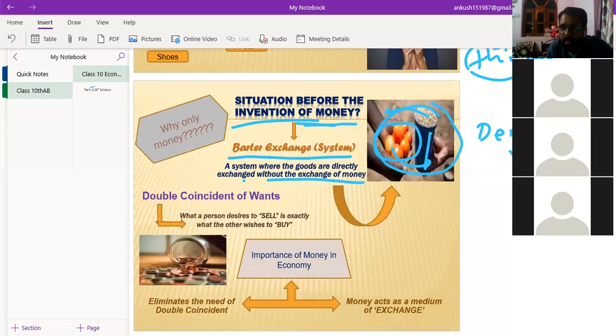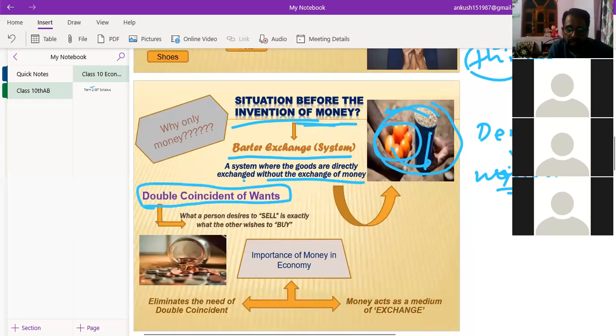Now these demands can be considered as wants. Understood? I want something, and if you have that thing, I would offer you another thing in exchange of that thing, whatever I want. Are you getting? This situation is called double coincidence of wants. What is double coincidence of wants? What a person desires to sell is exactly what the other wishes to buy.